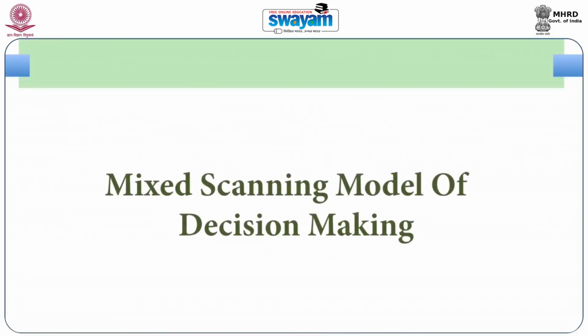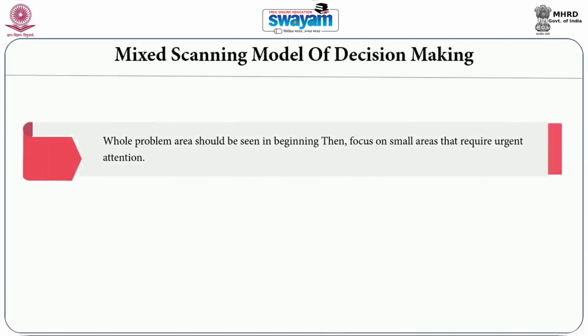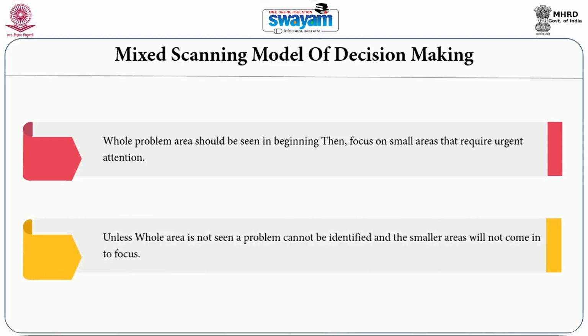Yet another thinker in this area is Etzioni, who hit upon the idea of blended rationality, or who coined new concept called blended rationality. And the model that he proposed in this is mixed scanning model of decision making. While supporting Lindblom's incrementalist theory, he broadly did not agree with him on the rationality aspect of it. He was of the view that in the beginning of the whole problem area, we need to see broadly, and then later on focus may be made for detailed scrutiny of the smaller areas, requiring urgent attention, because unless the whole area is taken into a perspective, we cannot possibly arrive at a solution that can be implemented in various steps.